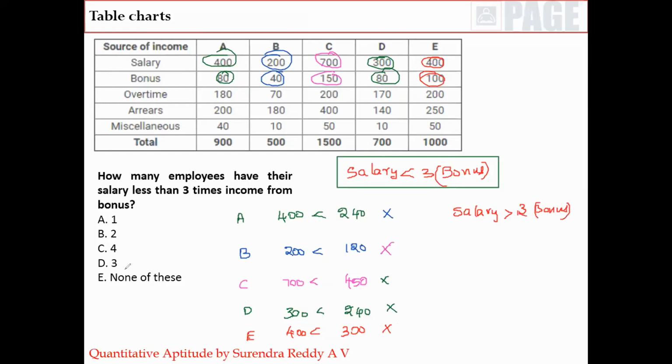So there is no such value. That means what is the answer? No, no, boss.